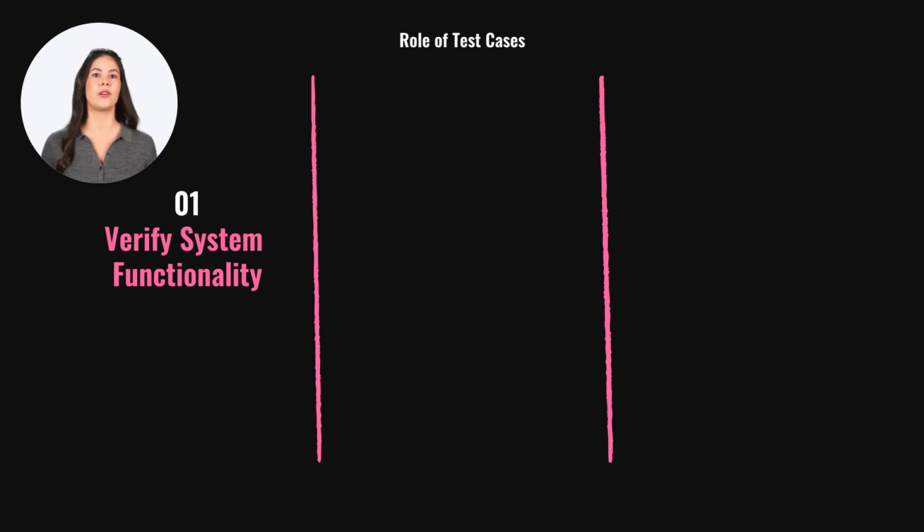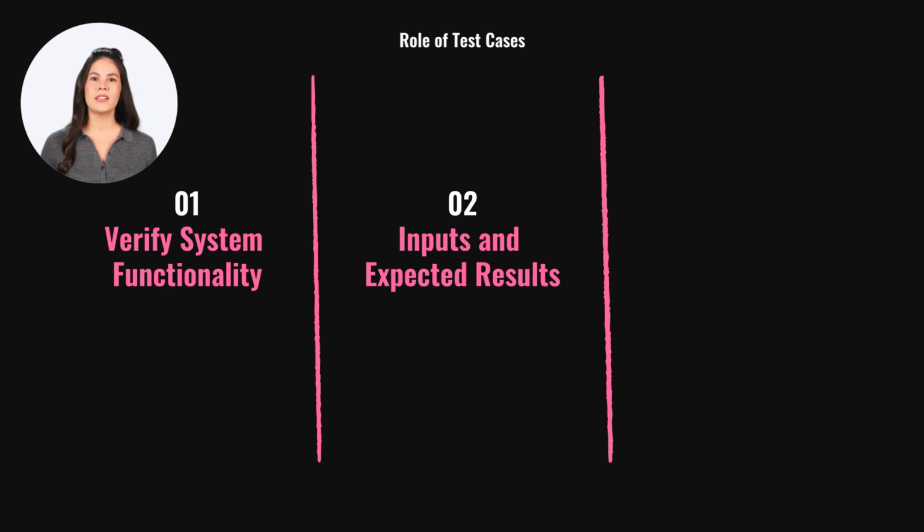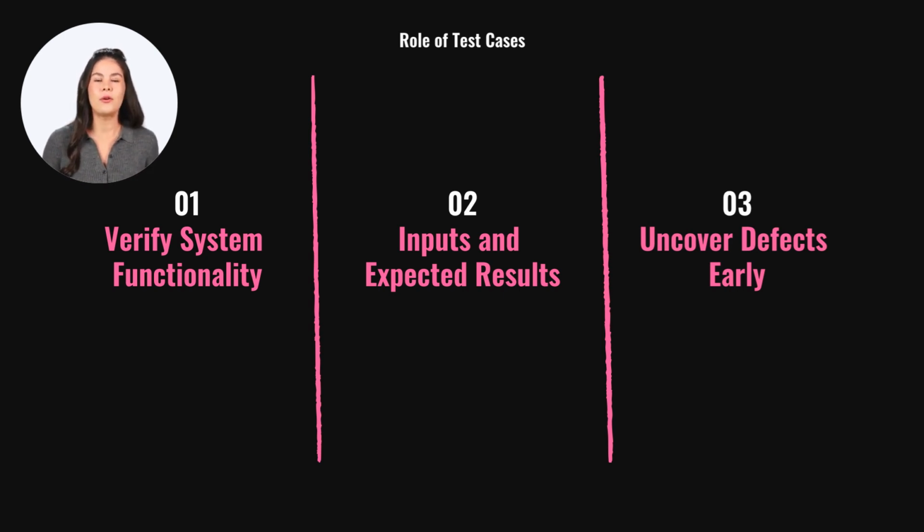Test cases are crucial for verifying system functionality. They consist of inputs and expected results, ensuring components work within business workflows. Detailed test cases help uncover defects early, aligning with requirements. This ensures the final product meets both functional and business needs, providing a solid foundation for effective testing strategies.